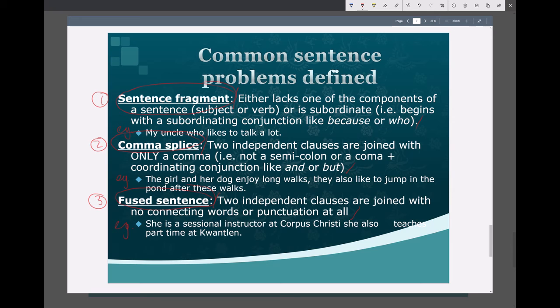Now, in addition to the examples, we're going to try and fix these sentences. So let's start with the first one, a sentence fragment.